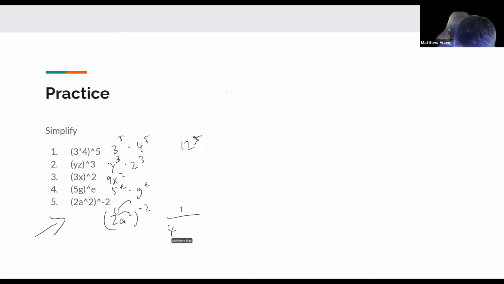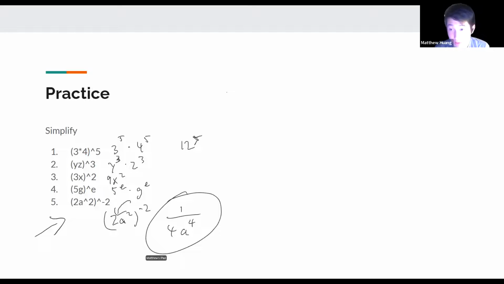And then a squared to the power of negative 2 would just be a to the negative 4, and when it's to the power of negative 4, you just move it to the bottom and get rid of the negative. So the answer for this one would be this. If you didn't understand the explanation for number 5, it should be fine. We'll cover the negative exponents in a short bit, but were there any questions on the rest of them?